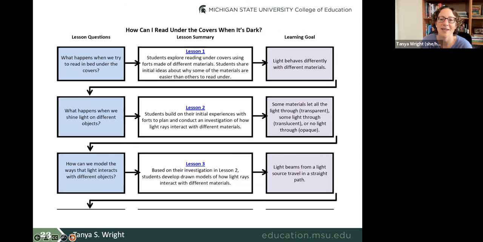We present it this way so that you can see what the question of a given day is. What happens in the lesson? What do kids learn? And how does that lead to the next question? So you can kind of see the arrows are showing that.